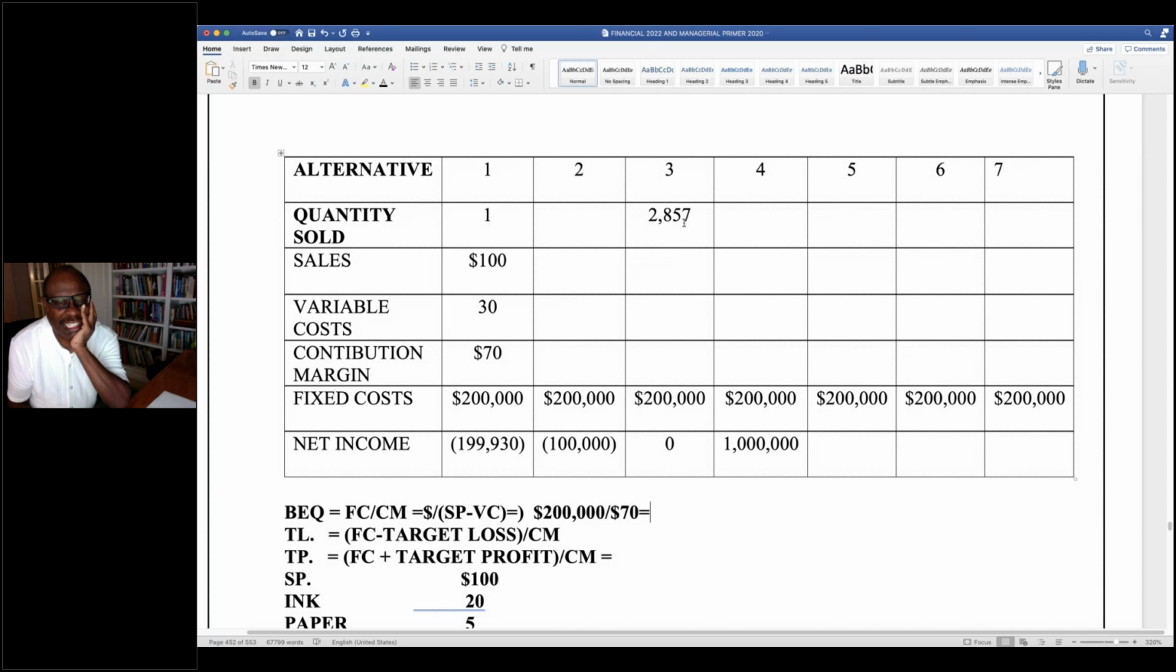All right, so let's see how 2,857 works. What's 100 times 2,857? Is that 285,700? Yeah, that's right. What's the variable cost going to be?